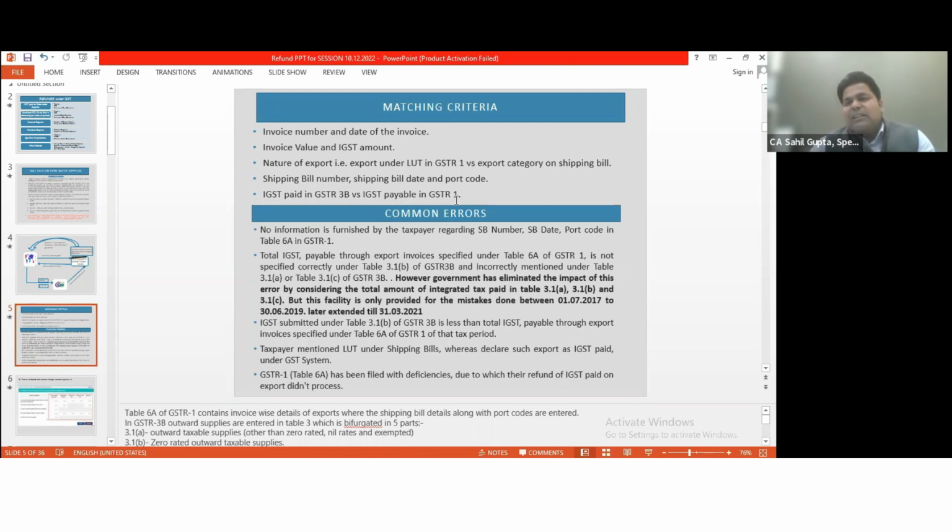What are the common errors which a person commits? First of all, in GSTR 1, most of the persons don't mention the shipping bill details. When we don't mention the shipping bill details, the data is not transmitted. Secondly, the amounts mentioned in GSTR 1 are higher than the amounts mentioned in GSTR 3B. If there is a difference of rupees 100 between tax payable and tax paid, then the data shall not be transmitted to the ICEGATE portal by the GSTN. So we have to see that tax paid must be higher than the tax payable, or that it should be equal.